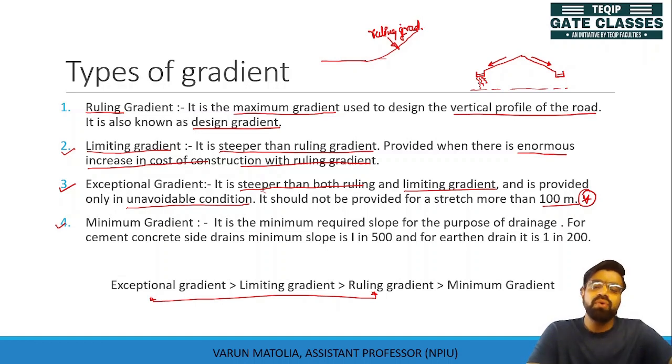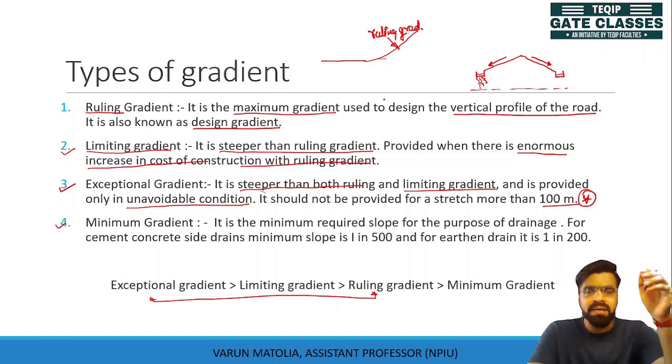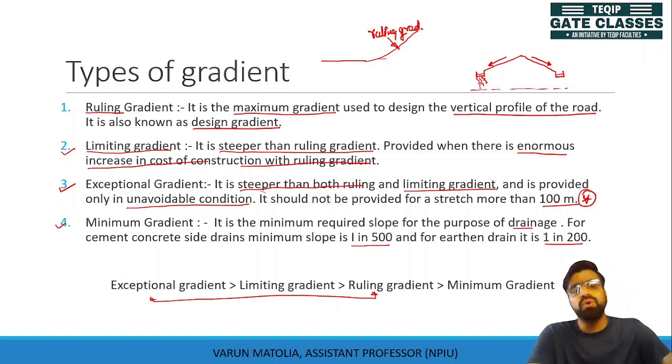So we want water to flow away. For this purpose, we provide a gradient in the longitudinal direction to drain off water in the drainage. The minimum slope required for the drainage is known as minimum gradient. For concrete side drains, the slope is 1 in 500, and for earthen drains, the minimum slope provided is 1 in 200. So these slopes should be provided in the pavement or in vertical alignment in order to drain off the rainwater.